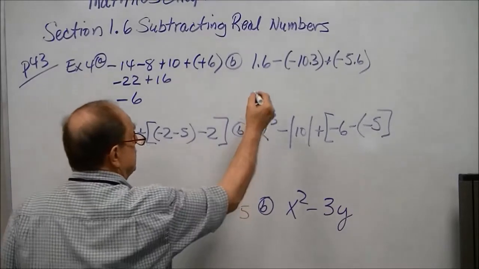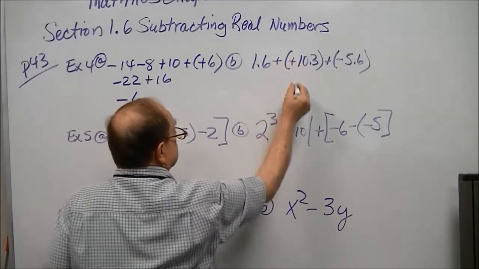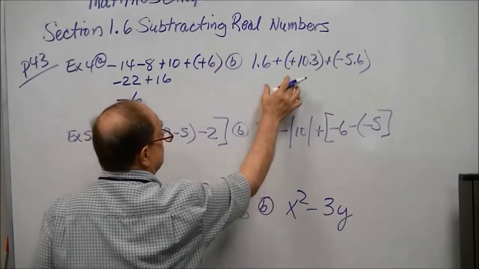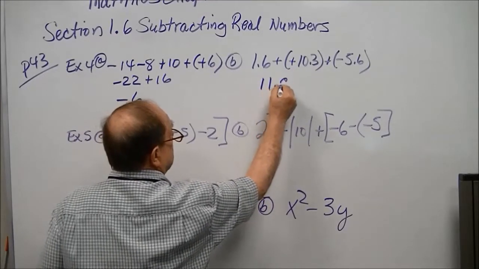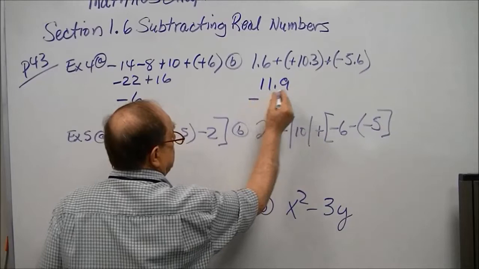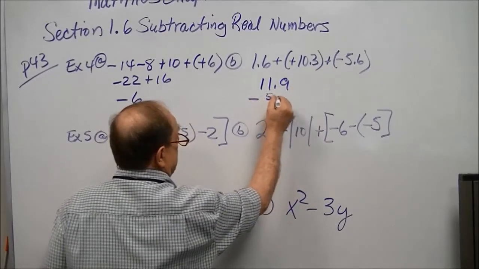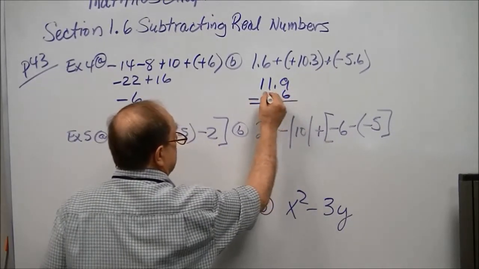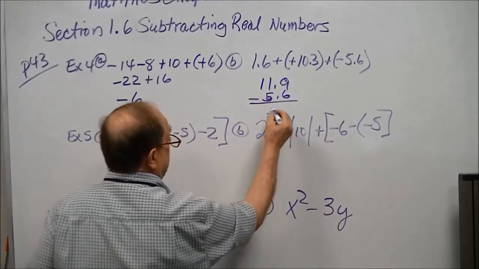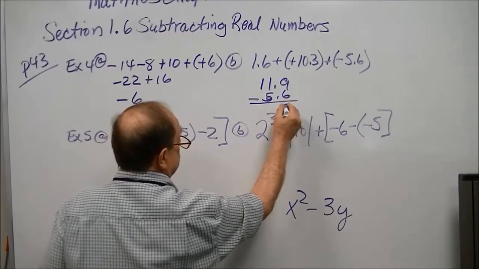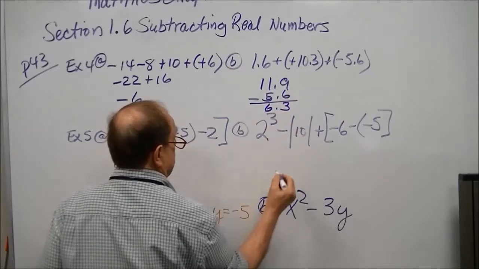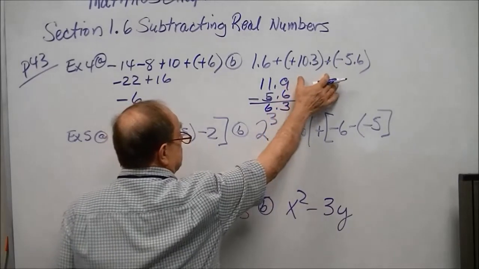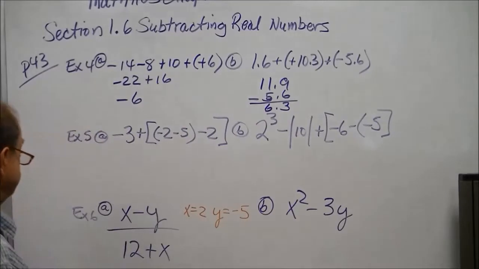Here again, two negatives will make that a positive. So this becomes an 11.9 minus 5.6. It didn't come out too clear. And here we can just do a little subtraction. This is going to be a 3, and this is going to be a 6. So 3.6 for this one.